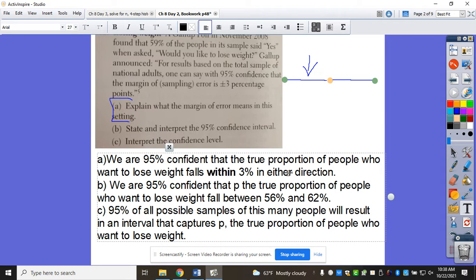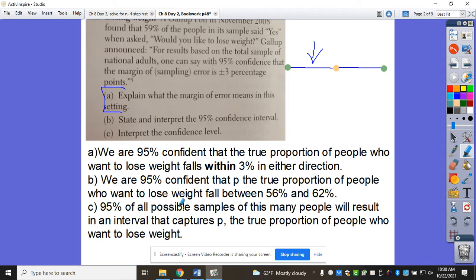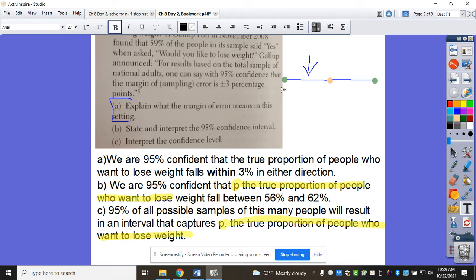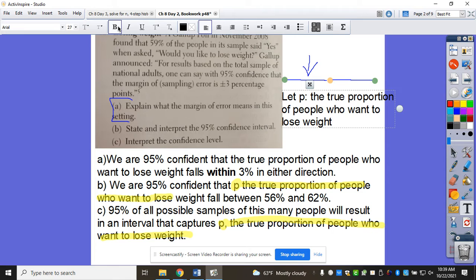So I talked about this yesterday, but then I didn't let you do it yet because I wanted you to have examples written out. If I keep referencing that, what could I have done in this problem? Made a key up here and say let P be the true proportion of people that want to lose weight. So now every time I write this yellow part, I could just write P and it references that. I didn't want you to write it out shorthand in the very first example that we did yesterday, but I don't mind from now on if you start doing that, especially because it gets really repetitive.